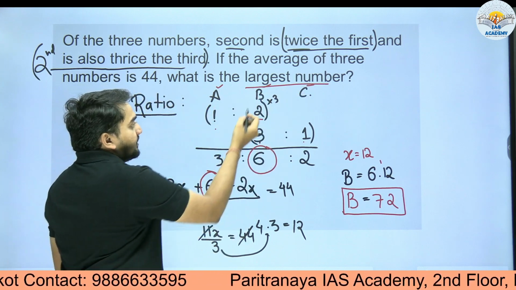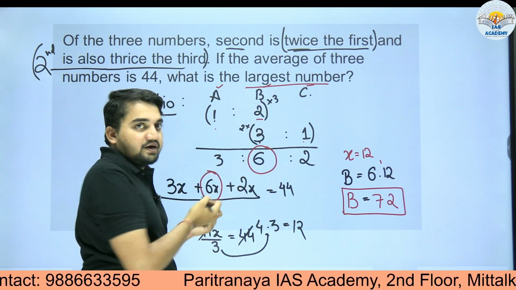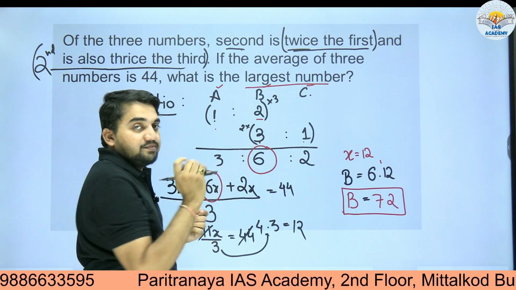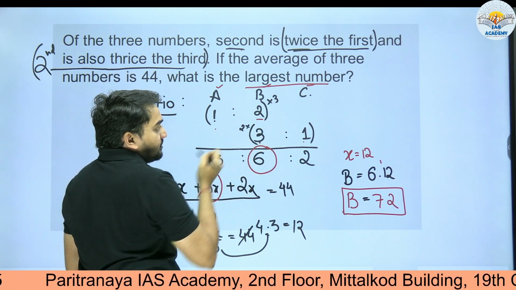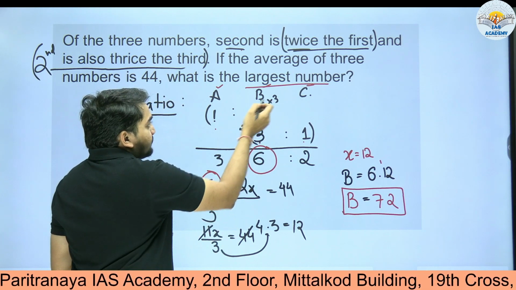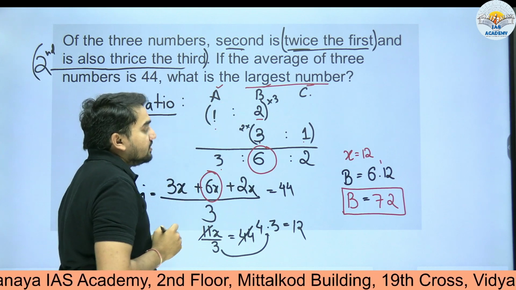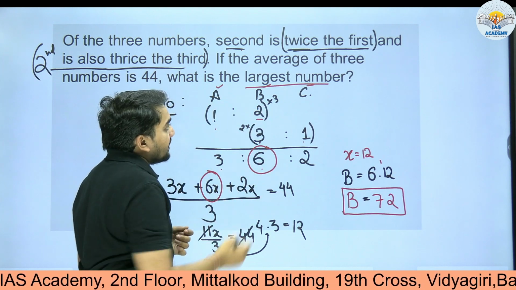I'm going to make one common part, that is b, the same in both ratios. How could I make it? Above I can multiply by 3 and below I can multiply by 2. Because of that a becomes 3 and b is obviously 6 and c is 2.